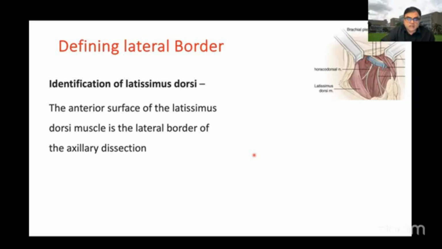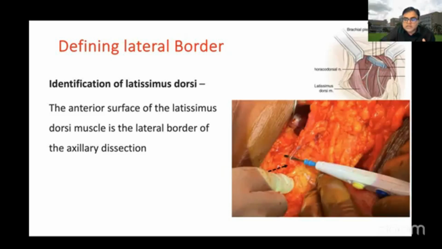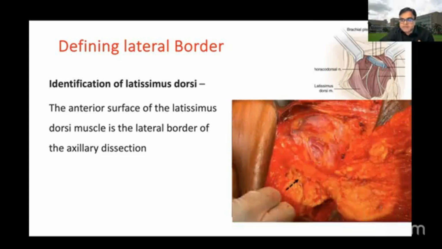So identification of latissimus dorsi. If you are going for lateral border delineation, the anterior surface of latissimus dorsi muscle is the lateral border of axillary dissection. Here you can see the muscle. This is the lateral border. And while doing the lateral dissection, you might find some perforators that you need to tie or clip, so that the fatty tissue of the axilla can come out of this lateral wall. You need to preserve skin and subcutaneous tissue here, because it's thin and you may injure the skin. So this is the muscle. You can see this is the lateral wall fat, and the muscle is beneath that.